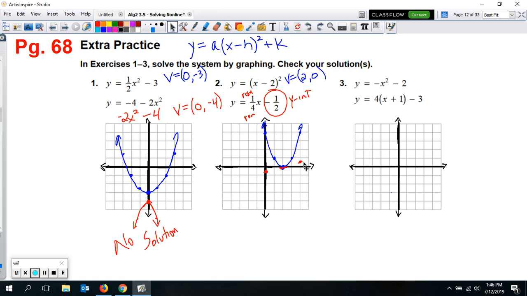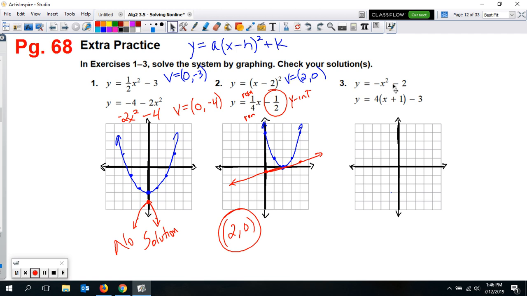And as you notice, the line is also in the same line as this vertex point here. So the line goes right through the vertex point. So that's your intersection. That's where the graphs touch. And so that's your answer. So that point is the 2, 0 point. That is our answer on this one.